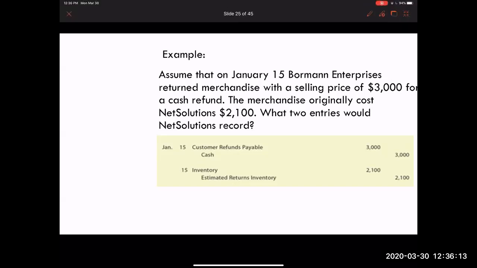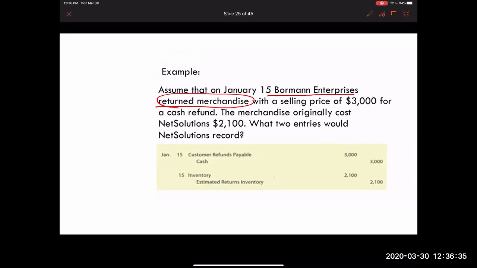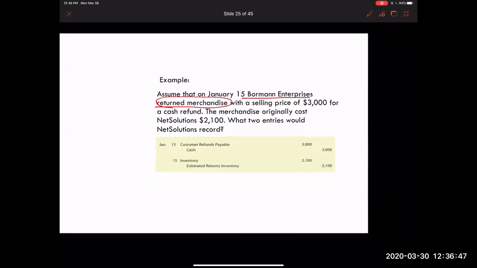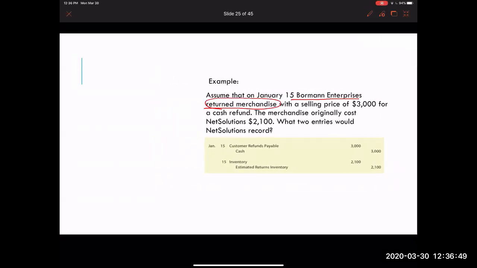Now, the part that we're going to explore is that the company, Borman Enterprise, returned the merchandise. That was different than before because in the prior video, the customer, Blake and Sons, kept the merchandise. In this example, they're actually returning the merchandise. And so we're doing a debit to inventory because we're getting it back. And then we're doing a credit to estimated returns inventory, which is a new account that we have not seen before.